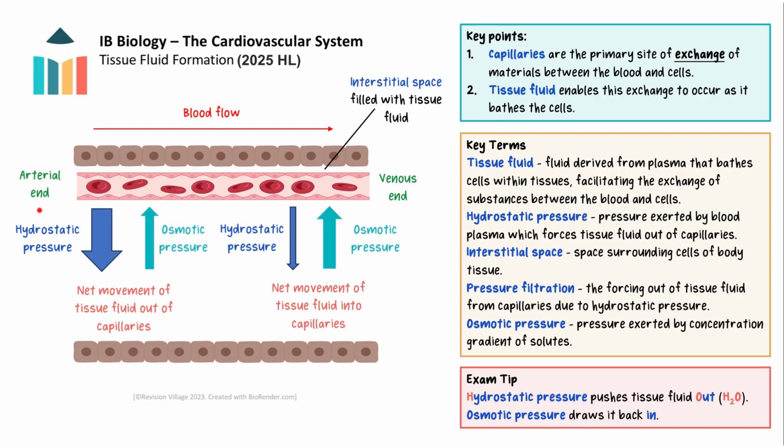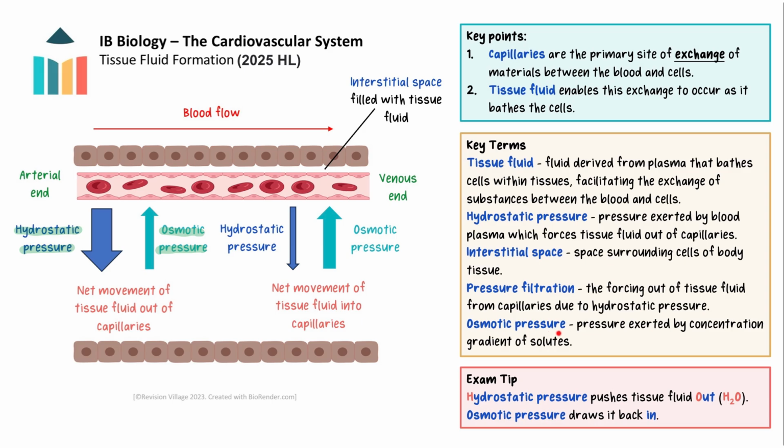At the arterial end of the capillary, there is high hydrostatic pressure due to the blood being pumped along the arteries into arterioles and then into the capillaries. This hydrostatic pressure pushes blood plasma, carrying oxygen and nutrients, out through the pores of capillary walls, forming tissue fluid. This fluid moves into the interstitial space, the space surrounding the cells of the body tissues, and this process is known as pressure filtration.